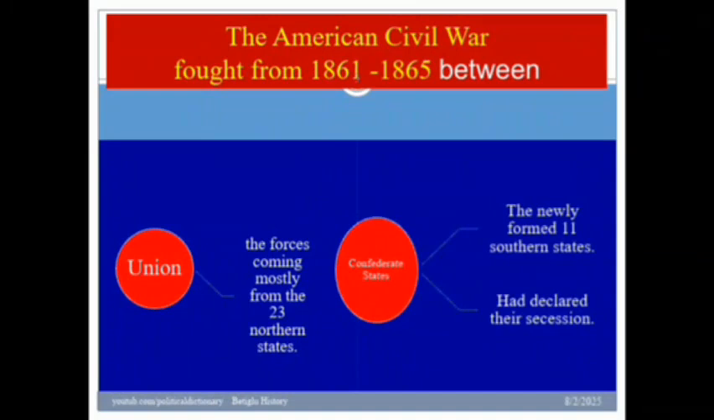As you learned in grade 10, the American Civil War was fought in the United States from 1861 until 1865 between the forces coming mostly from the 23 northern states of the Union and the newly formed Confederate States of America, which consisted of 11 southern states that had declared their secession.